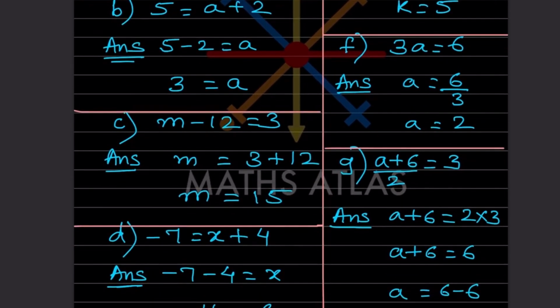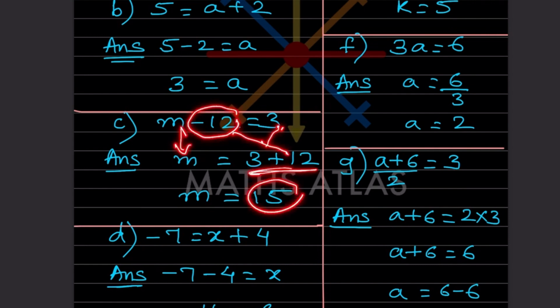Okay. Now look here. The next question says m minus 12 is 3. So this is the left hand side, right hand side. So m is as it is, minus 12 goes over here, so that will be plus 12, and 3 is on the right hand side itself. So when you add this, you get 15.